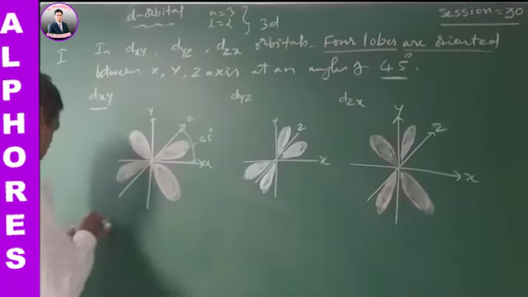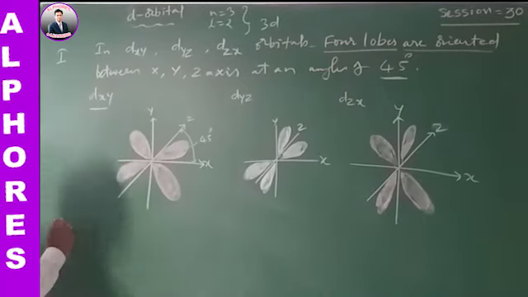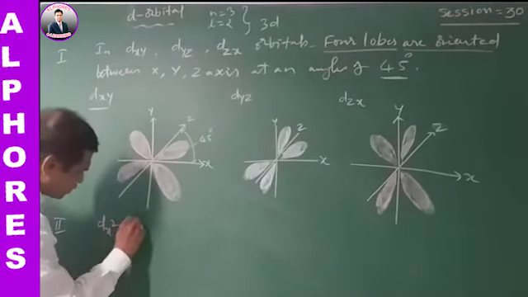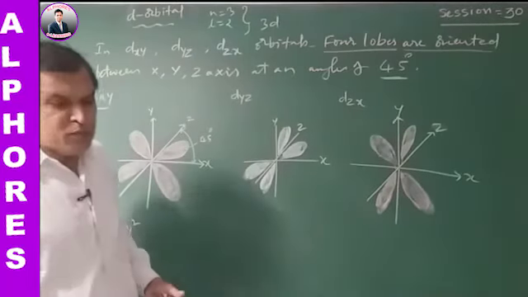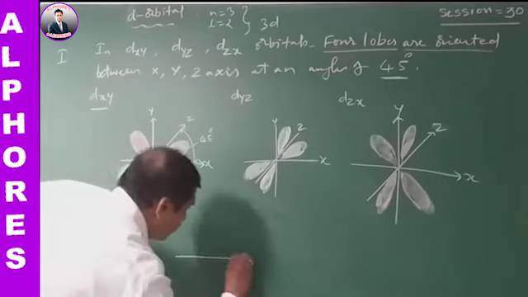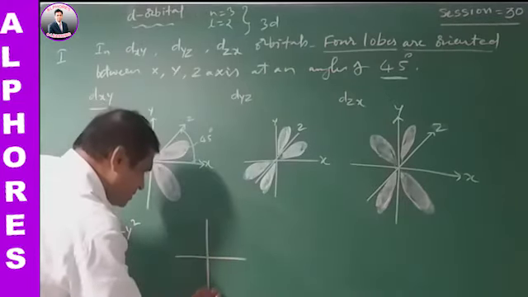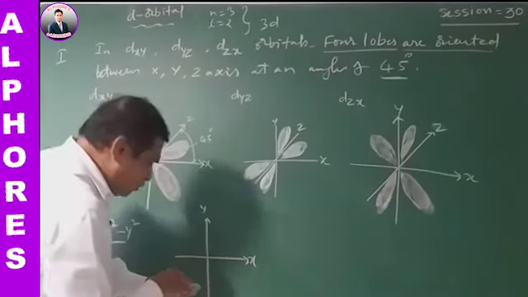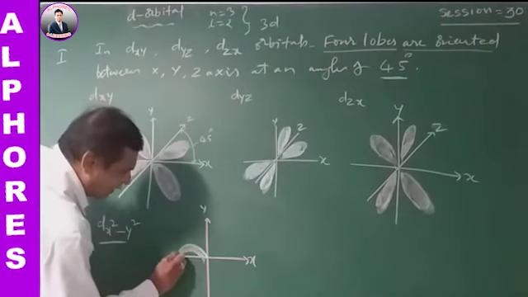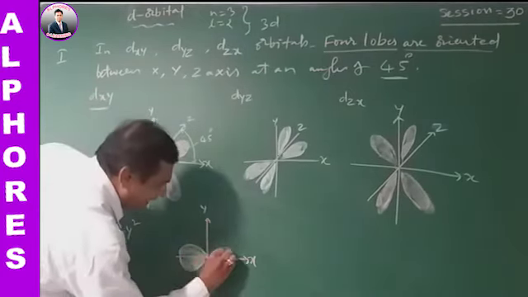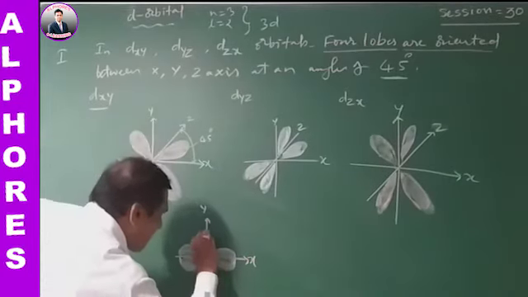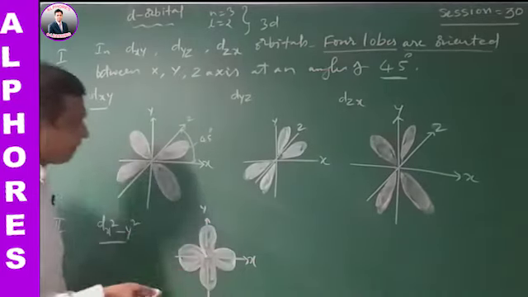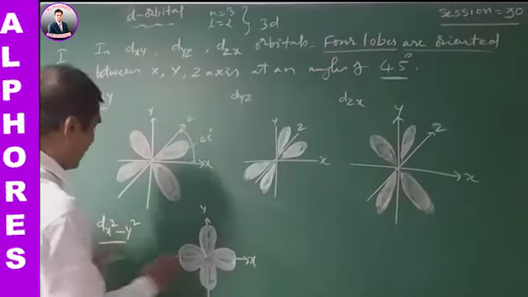Coming to the next one, the second, we have the dx square minus y square orbital, in which the four lobes are oriented along the x and y axes. Remember this point. In this orbital the lobes are oriented along the x and y axes, along the axes.